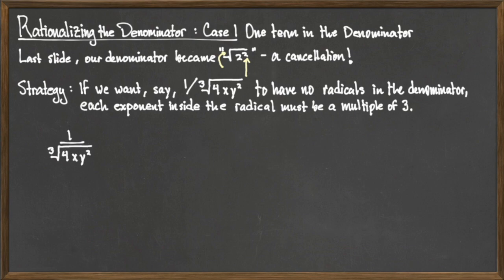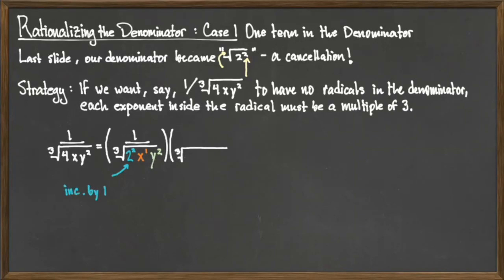The first thing I'll do is take every single thing inside the radical and write it as a power of something. I can rewrite the inside as 2 squared x to the first y squared. Now everything has some kind of exponent. But here I want everything inside the radical to have a power of 3. So what if I increase the power of 2 by 1, increase the power of x by 2, and increase the power of y by 1? If I do that, each thing will have a power of 3.